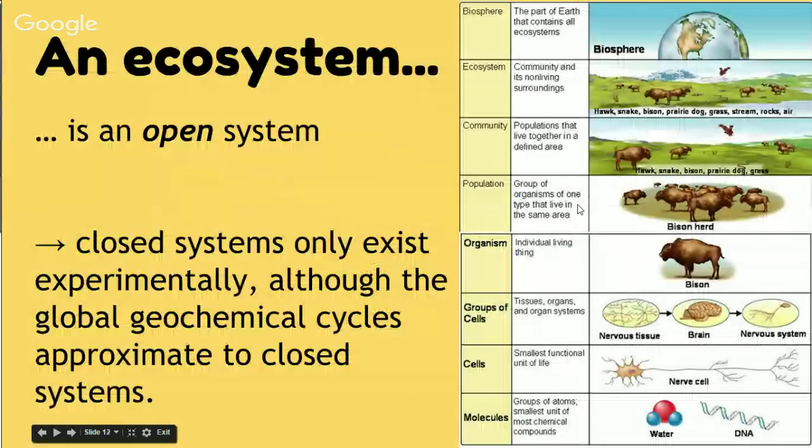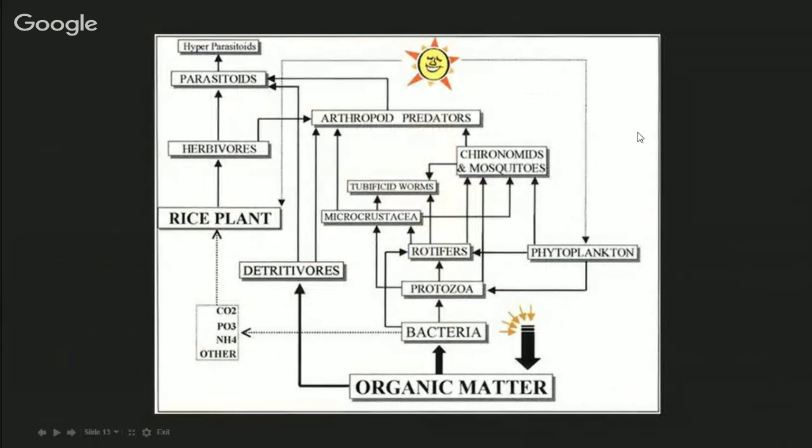Again, we're looking back at our levels of organization. An ecosystem is going to be an open system. So again, closed systems only exist experimentally, or if we talk about the entire biosphere, we can sort of consider that a closed system as well. And here we have another version of a different type of system diagram. We have our storages in our boxes and our arrows as our flows.